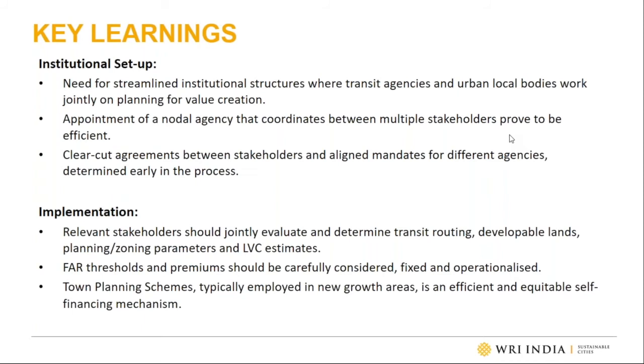Clear-cut agreements between stakeholders and aligned mandates for different agencies should be determined early in the process. So, for example, if we see certain metros, their phases, from phase 1 to phase 2 to phase 3, they have also evolved over a period of time, which is great. But I think a better alignment of mandates and clarity from the initial stages of the projects would help more. On the implementation front, relevant stakeholders should jointly evaluate and determine transit routing, developable lands, planning, zoning parameters, and NBC estimates. FAR thresholds and premiums should be carefully considered, fixed and operationalized. Town planning schemes typically employed in new growth areas are an efficient and equitable self-financing mechanism to deliver planned and serviced land for development, while also providing space for public goods.